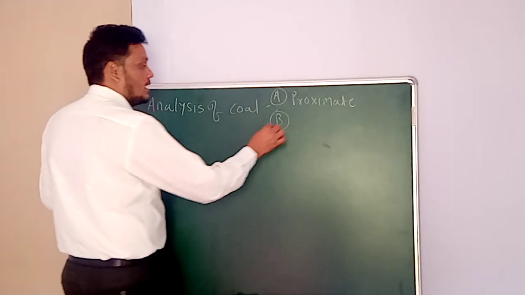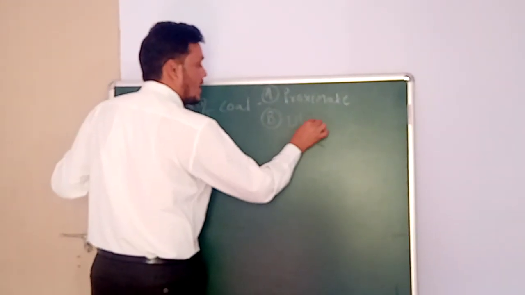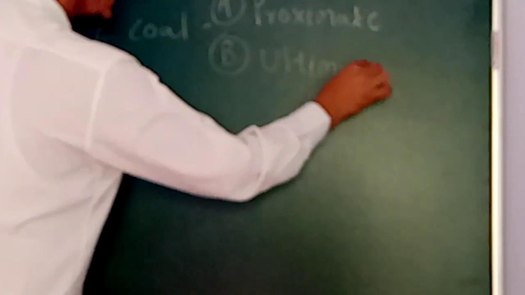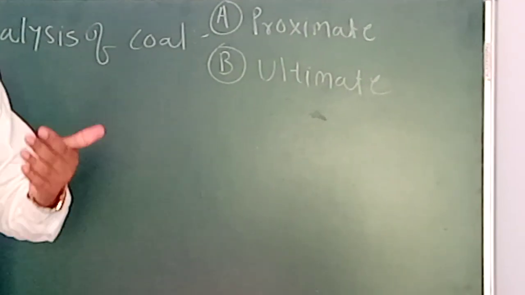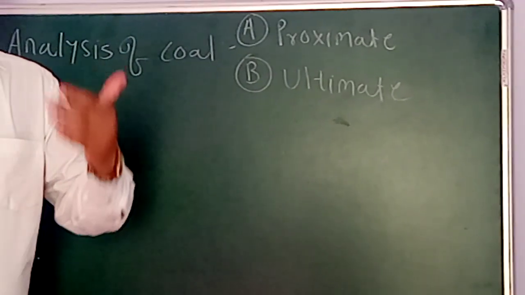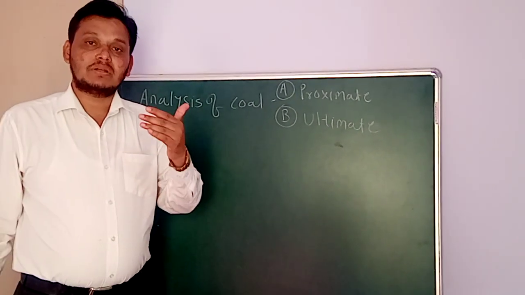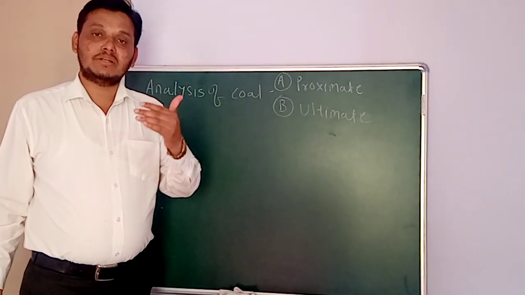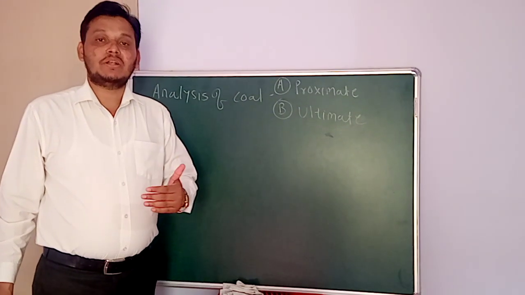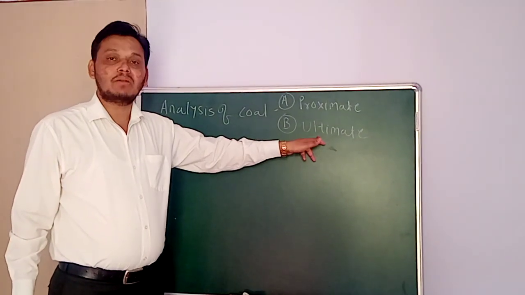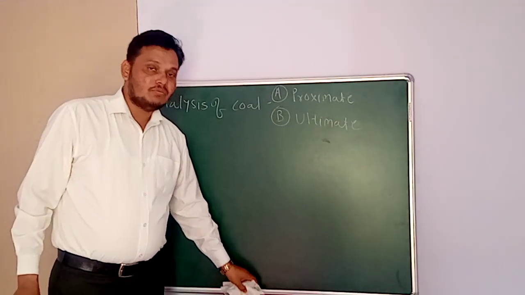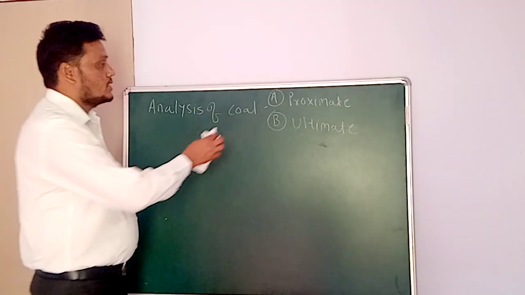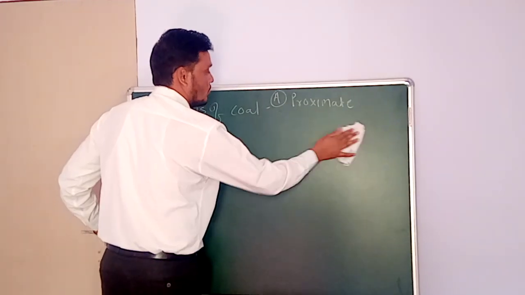The second type is ultimate analysis. In ultimate analysis, we can determine the elemental constituents, meaning percentage of carbon, hydrogen, sulfur, nitrogen, and oxygen. Now, today we will discuss the proximate analysis of coal.